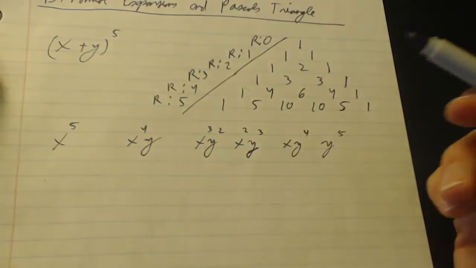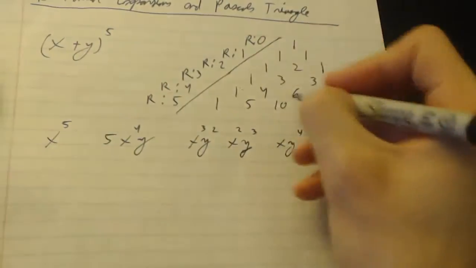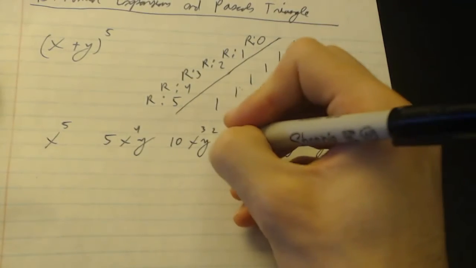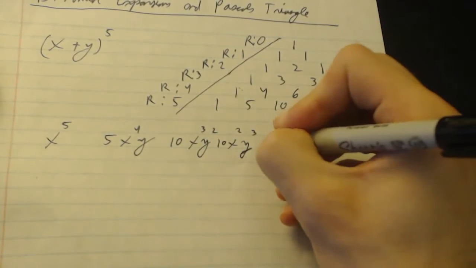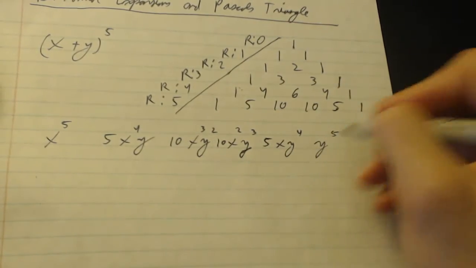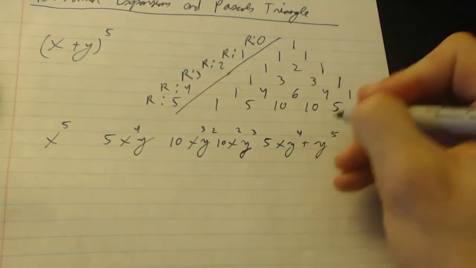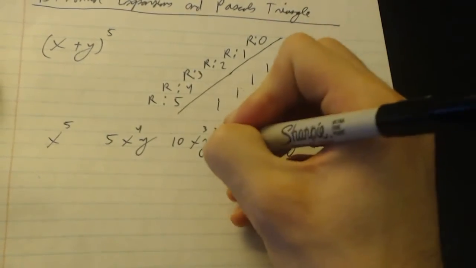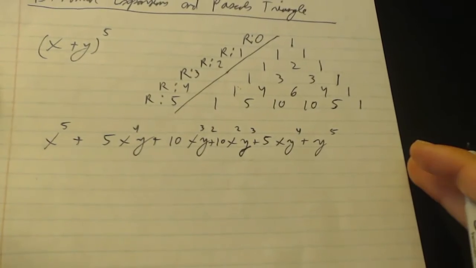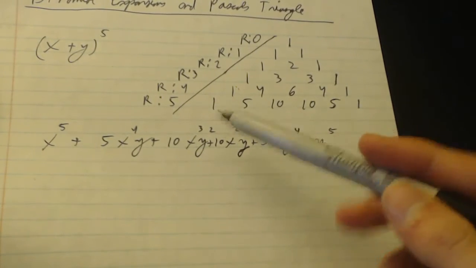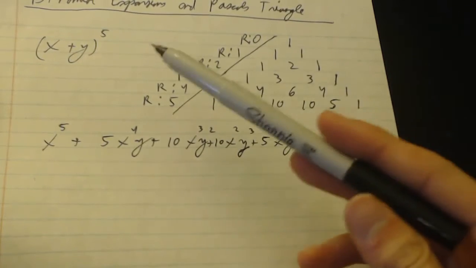You take 1, which would just be 1, so you can just leave that x to the 5th. But then you have the 5 here, a 10 on the next one, 10, 5, and then 1. Then just add little plus signs, and this is actually your answer right here. See how fast that was? You don't even have to FOIL out anything.